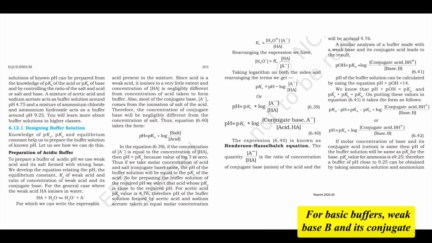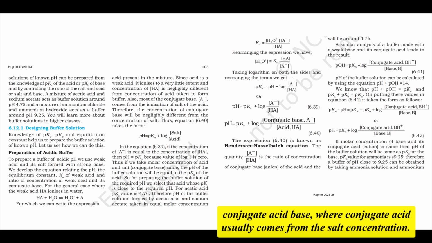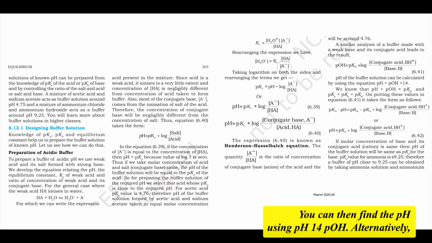For basic buffers, weak base B and its conjugate acid BH+ form a salt, you can derive a similar equation for pOH. pOH is pKb plus log of conjugate acid over base, where the conjugate acid usually comes from the salt concentration. You can then find the pH using pH = 14 - pOH.